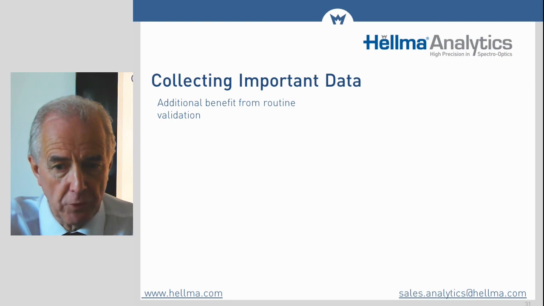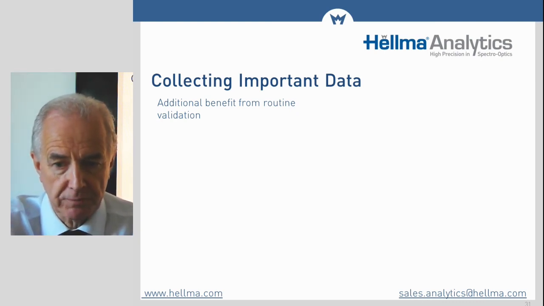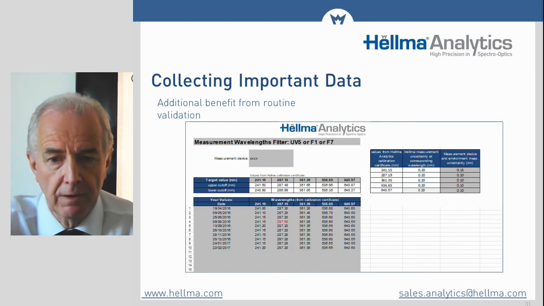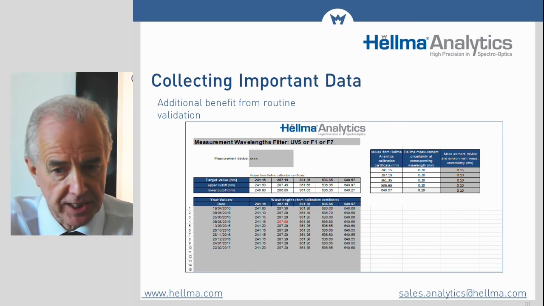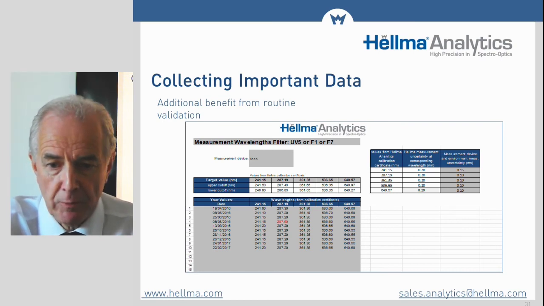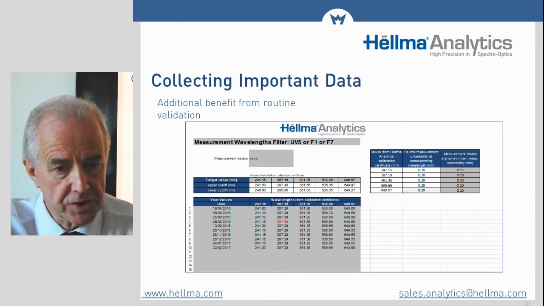Whenever you validate the performance of your spectrometer, you are gathering valuable data on its condition. Logging and storing this data is a great resource for use in setting service and maintenance schedules, as well as one of the important inputs to your quality management system in justifying the frequency of routine validation procedures. Hellma have created a number of record cards that can be used for gathering this data and are available for download from our website. We can see some here.